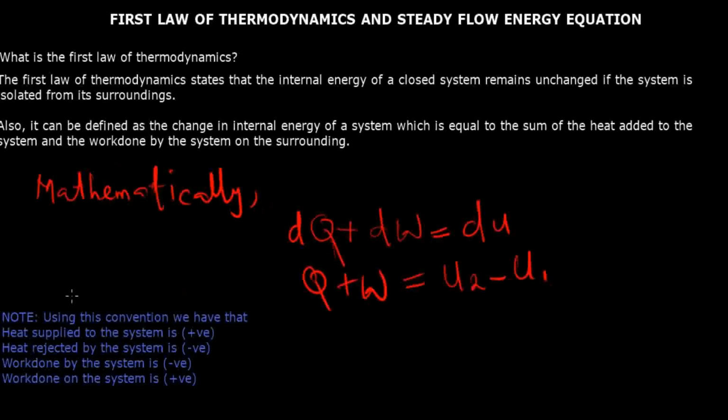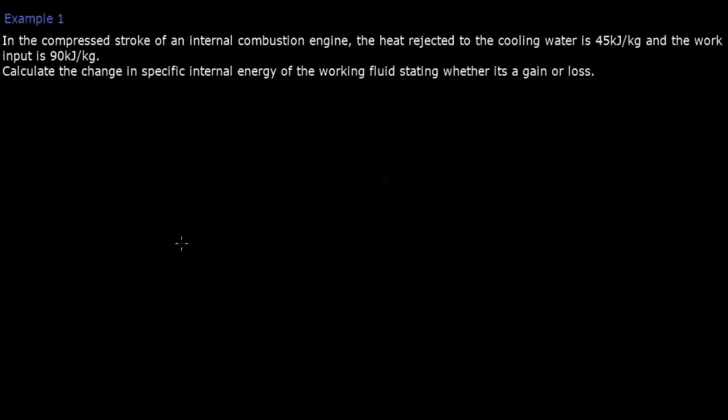So now let's take a question that will enable us to understand this. Here it goes. Example 1. In the compression stroke of an internal combustion engine, the heat rejected by the cooling water is 45 kilojoules per kilogram and the work input is 90 kilojoules per kilogram. Calculate the change in specific internal energy of the working fluid, stating whether it's a gain or loss.